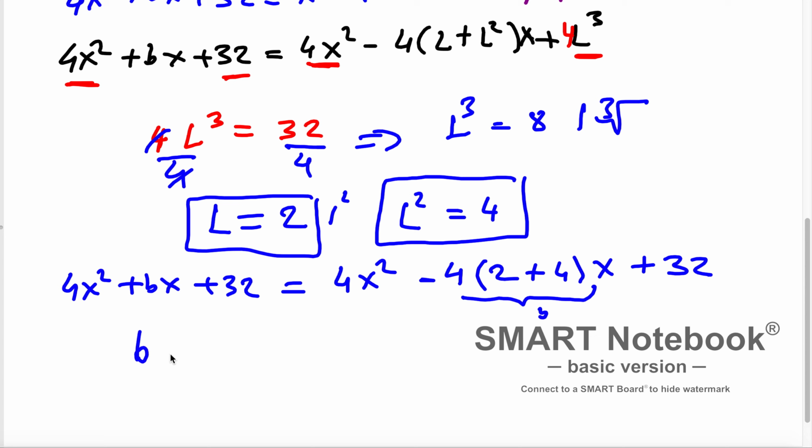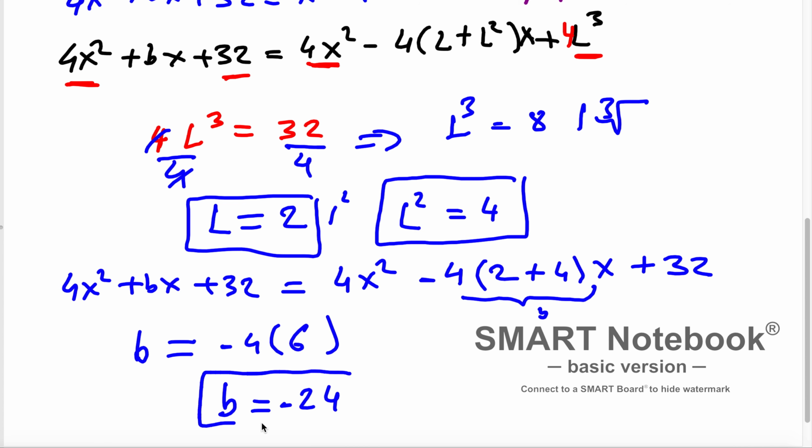So b is going to be equal to negative 4 times (2 plus 4), which is 6. So b is going to be minus 4 times 6, which is minus 24. And we found the value of b. So the value of b here is equal to minus 24.